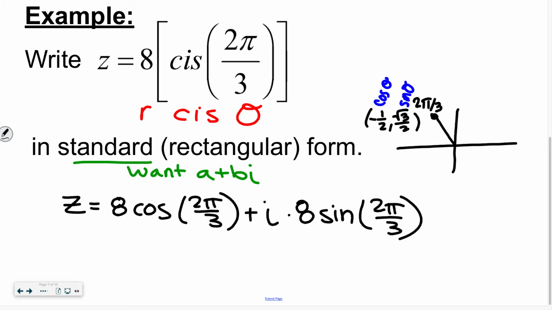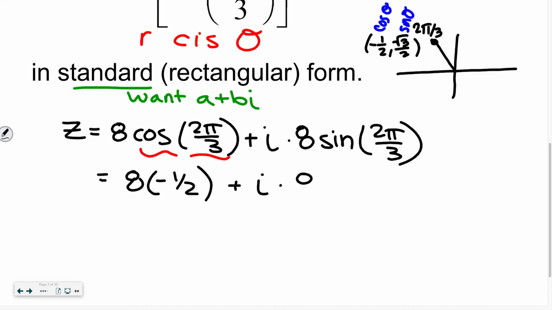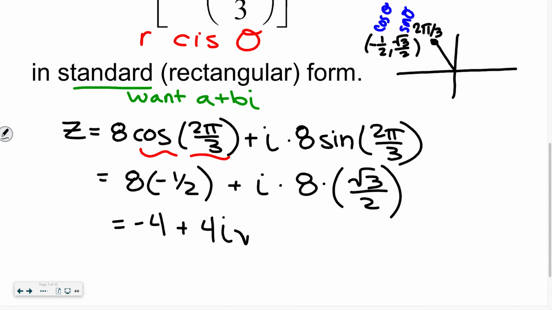So that's going to be 8 times negative 1/2. Plus i times 8 times, what, square root 3 over 2? And 8 times negative 1/2 is negative 4. And 8 times square root 3 over 2 is 4 square root 3. I usually write that as plus 4i square root 3.